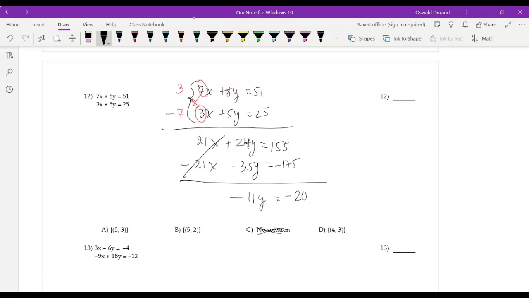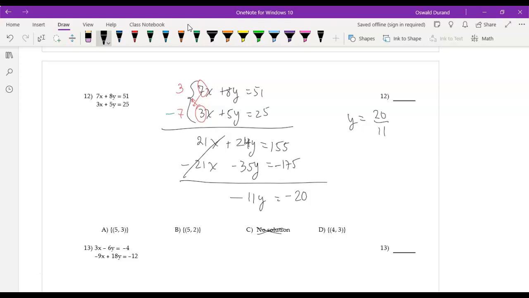But you can see that the process is correct. So y is equal to 20 over 11. Now, let's solve for x. It's going to be in fractional form. I don't know what's going on here, but anyway, it's going to be in fractional form.